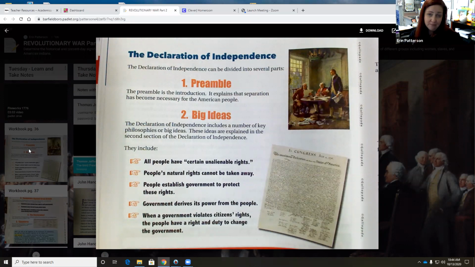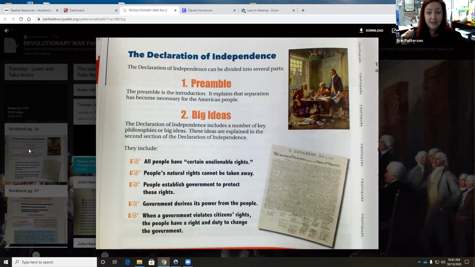Part 2 says big ideas. The Declaration of Independence includes a number of key philosophies or big ideas. I like to think about these as goals that we have for our new country and goals that we still need to have for our country today. These ideas are explained in the second section of the Declaration of Independence.